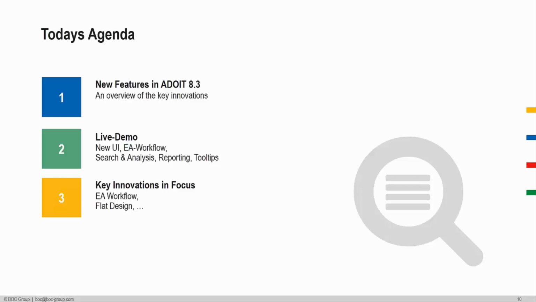We're going to take a look at how the user interface has slightly changed, just to be more minimal and user-friendly, and see really what changes have also been made to the search and analysis capabilities, the reporting options, as well as the new object tooltips for just getting a quick overview of an individual artifact. And then we'll finish up with just a quick recap of all of the latest new additions to ADOIT 8.3.